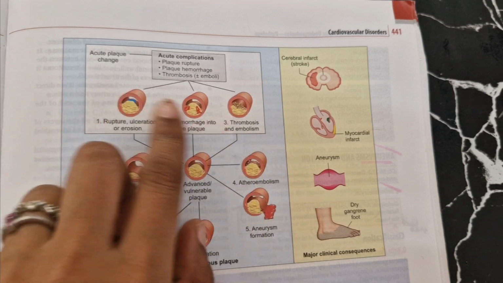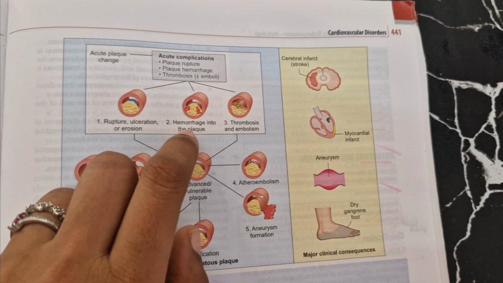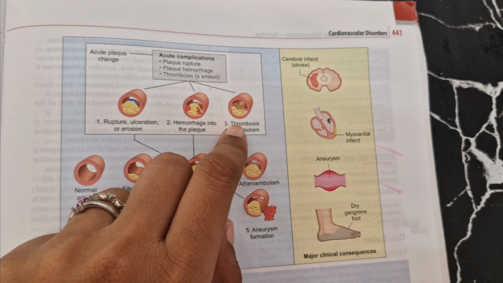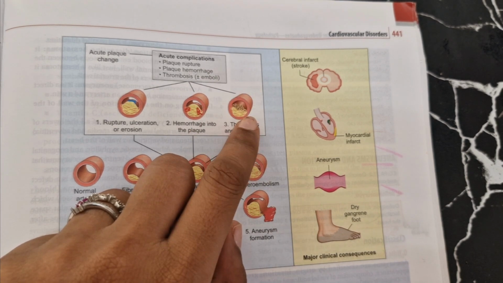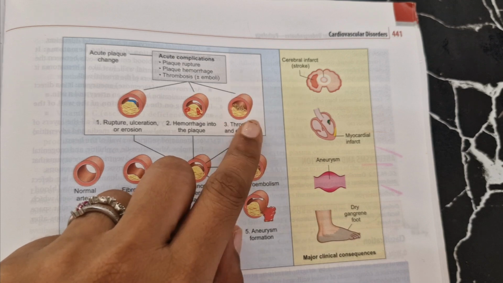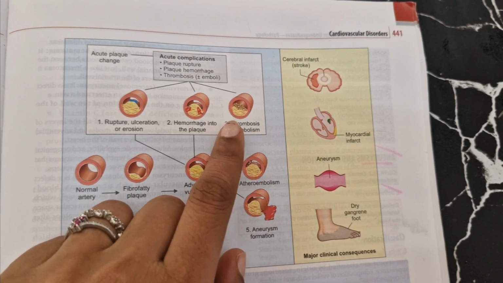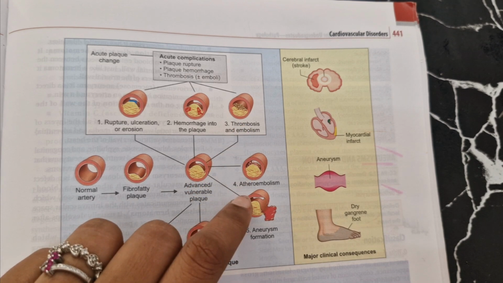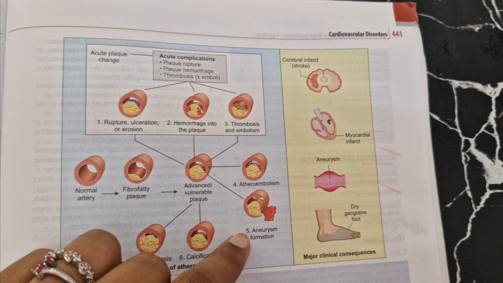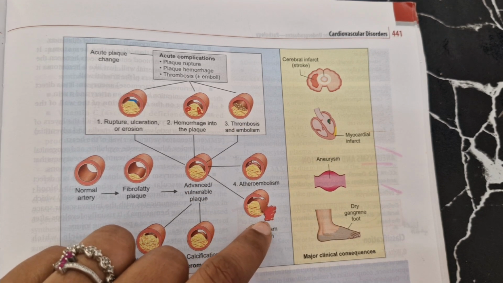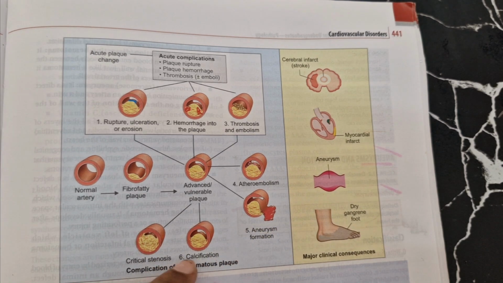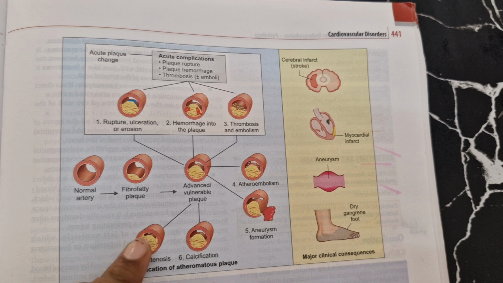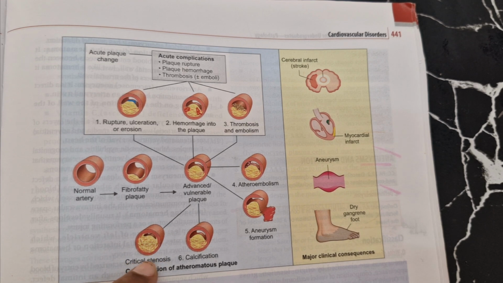These three are acute complications: hemorrhage, hemorrhage into plaque, and then thrombus formation. Endothelial injury is also a factor for thrombus formation, and then this thrombus may dislodge and move, so that is arterioembolism. Then again because of weakness of the wall, there may be aneurysm, and finally it may heal by calcification, or if it is completely occluded, it causes stenosis. Stenosis is nothing but occlusion.